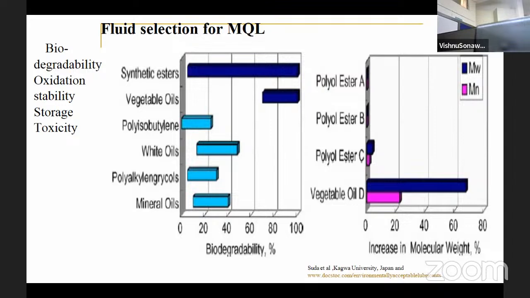Then there is another concept, the minimum quantity volume lubrication. And the types of these lubricants are synthetic esters, vegetable oils, polysoluble white oils, polyalkaline, mineral oils, and polyol esters A, B, C, D. These are the different types, with molecular weight percentage and biodegradability percentage, used in these cutting fluids. These are the fluid selections for minimum quantity lubrication.